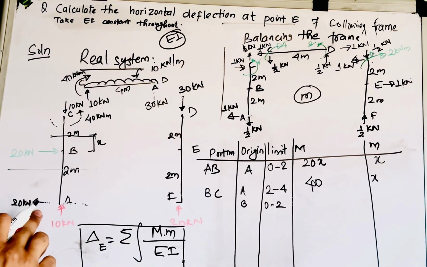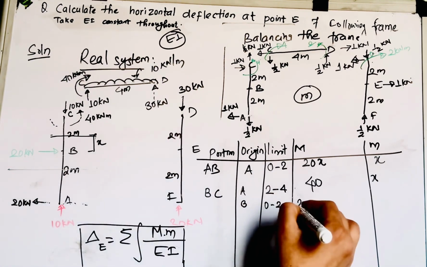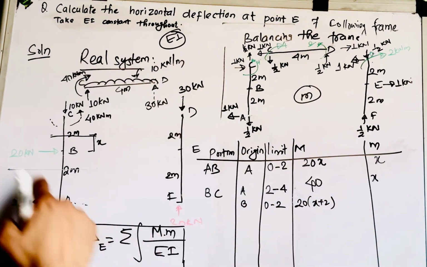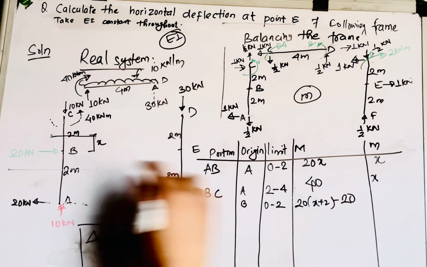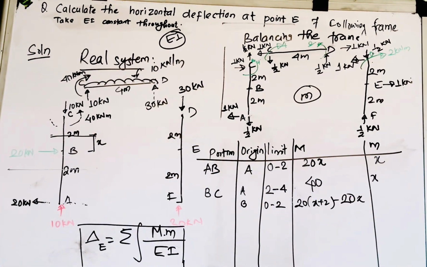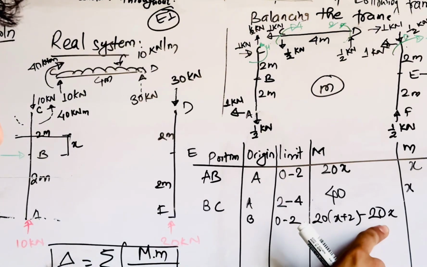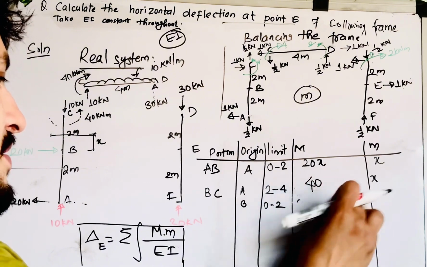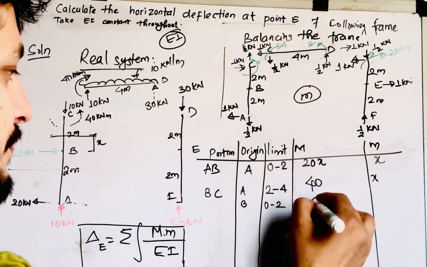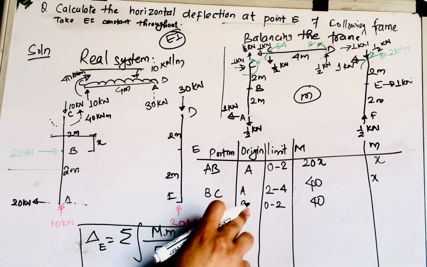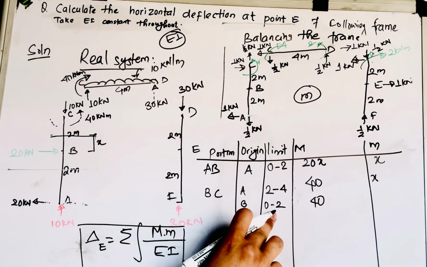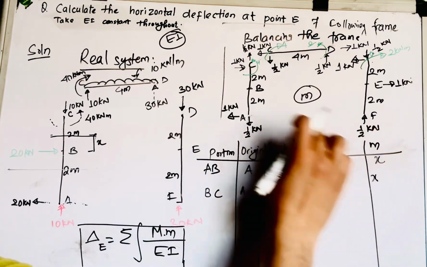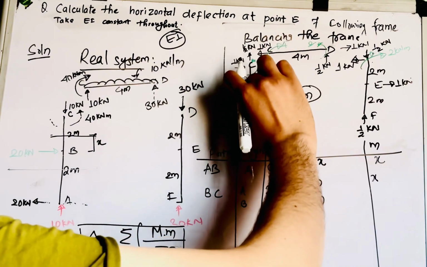So the value of moment is 20 into 2 plus x, that is x plus 2, clockwise, minus 20 into x. So 20x is gone, and again it is 40. The value of the moment of this real system will be nothing but 40. If you assume B as origin, the limit will change, going from 0 to 2. In a similar manner, for the m system, you have to go from this origin B.